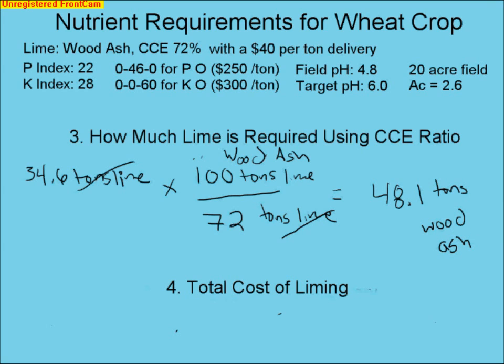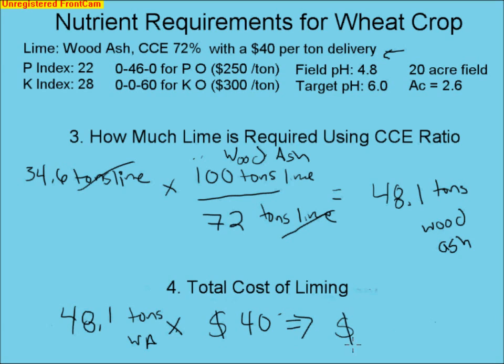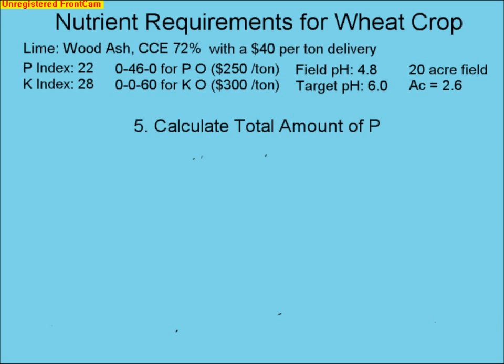Next is calculating the total cost of liming. And that involves taking the 48.1 tons of wood ash and multiplying that by the total cost for delivery. So to buy and deliver our lime, it's going to cost us $40 per ton. So that equals a total of $1,924 required for lime.